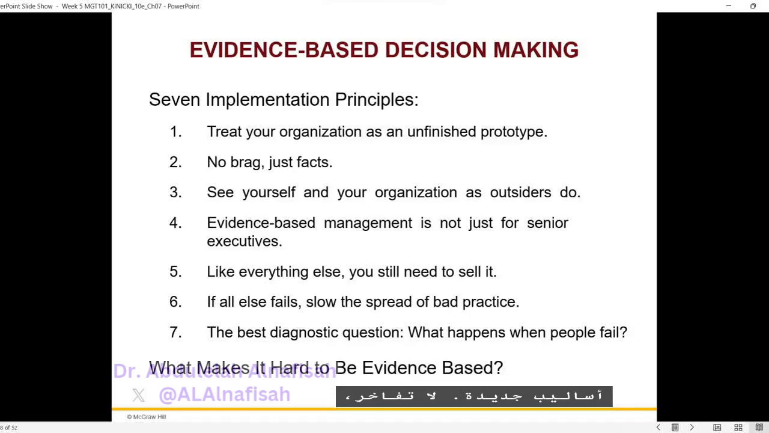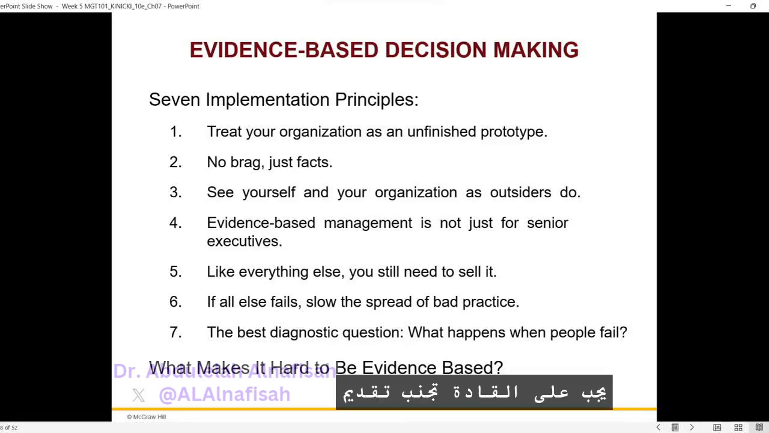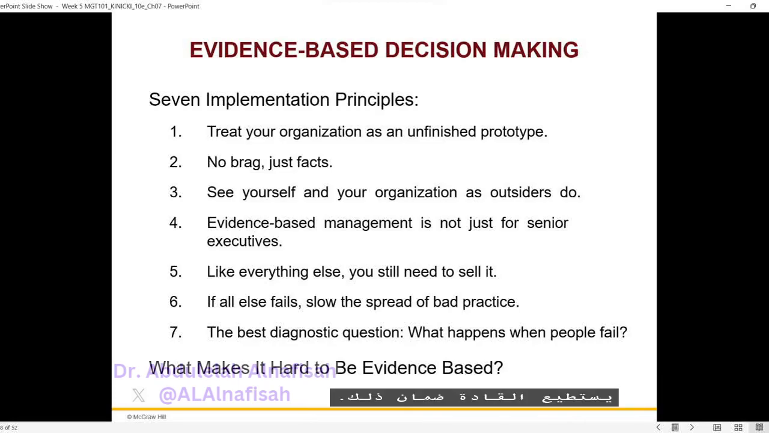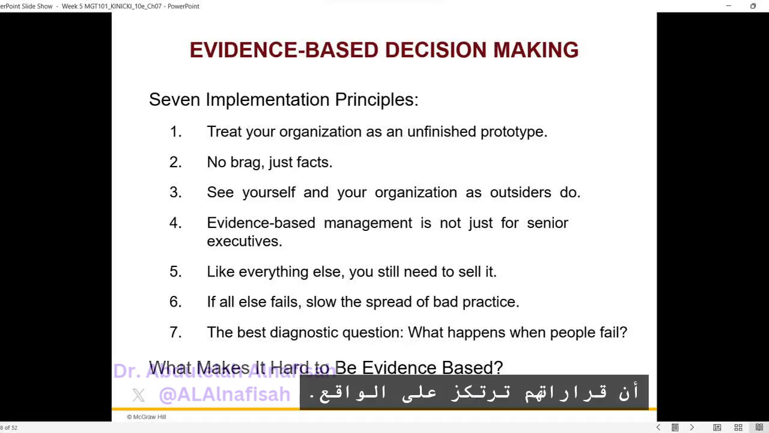No brag, just facts. Leaders should avoid making exaggerated claims about forthcoming products or initiatives. Instead, they should rely on available resources and evidence to make informed decisions. By focusing on facts, leaders can ensure that their decisions are grounded in reality.